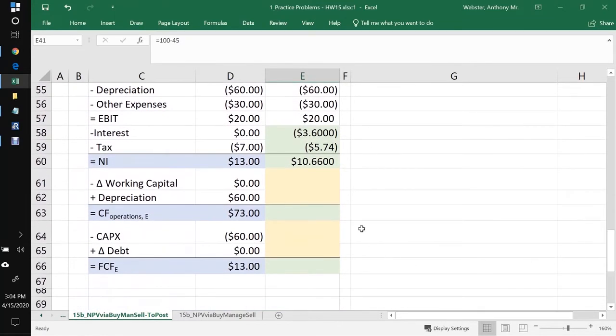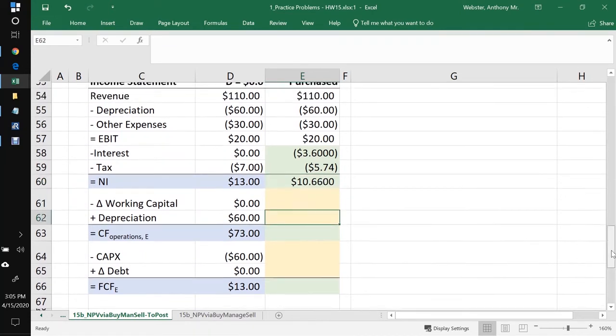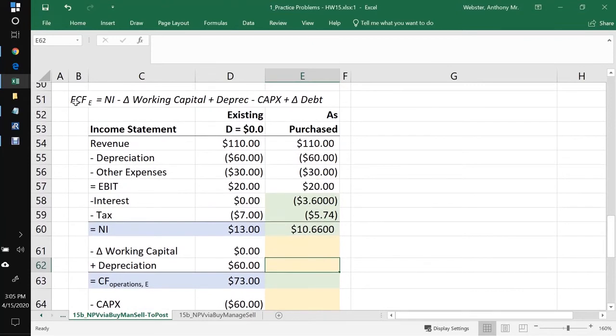Okay, now we all remember that for a steady state firm, the free cash flow to owners is the net income. But I just want to walk us through the more general case. In general, remember, we learned that the free cash flow to owners in any given year is equal to the net income in that year minus changes in working capital plus depreciation, because that was a non-cash expense, minus capital expenditures, and plus any changes in the debt.